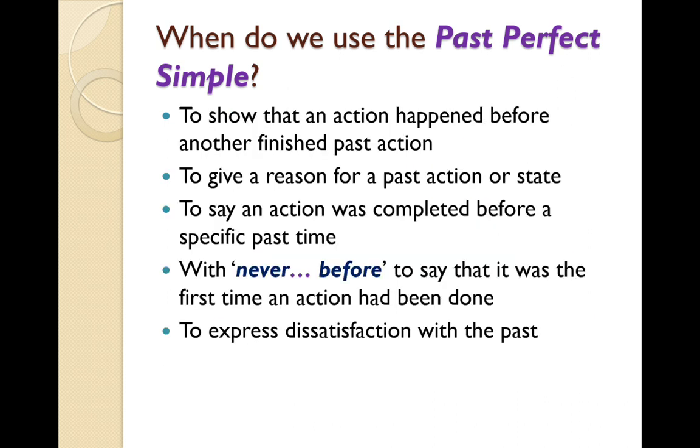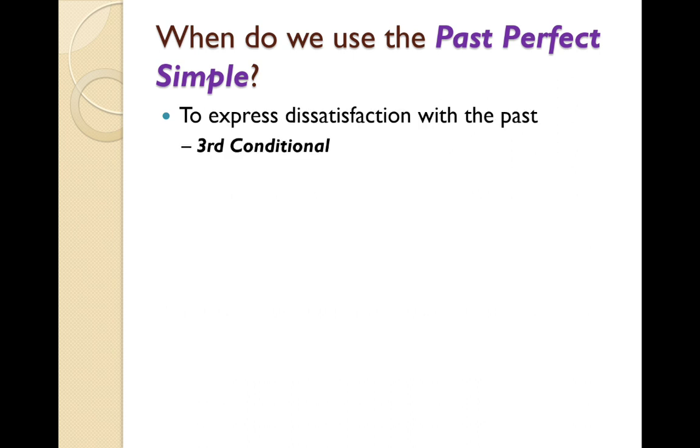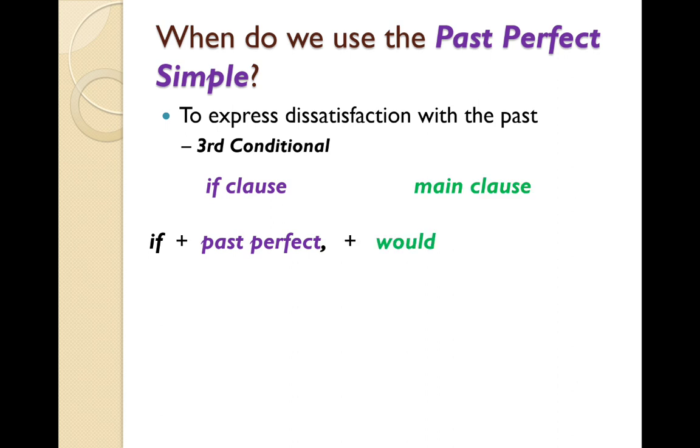We also use the past perfect simple to express dissatisfaction with the past, and we use the third conditional, or wish, or if only. So let's look a little bit at the third conditional. In the if clause, we use if plus the past perfect, and in the main clause, would or would not for the negative, have plus the past participle.